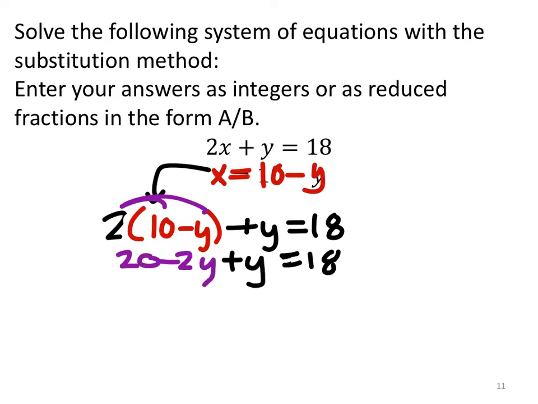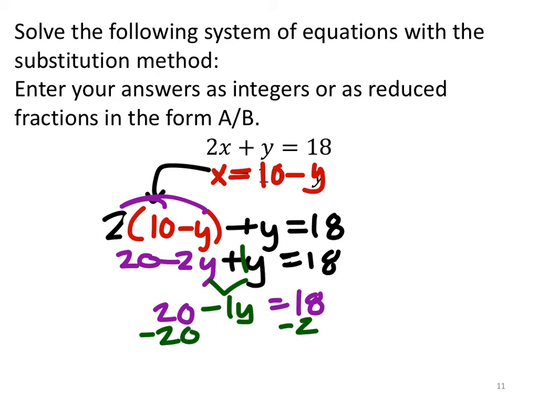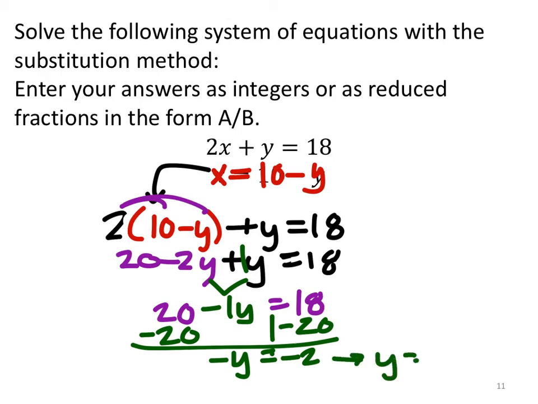Then I would combine like terms myself here, so negative 2y plus 1y is negative 1y. And now I will subtract the 20 from both sides. And yeah, you could divide by negative 1 again on both sides. In any case, y is just going to be 2. So that gives me my y value of 2.